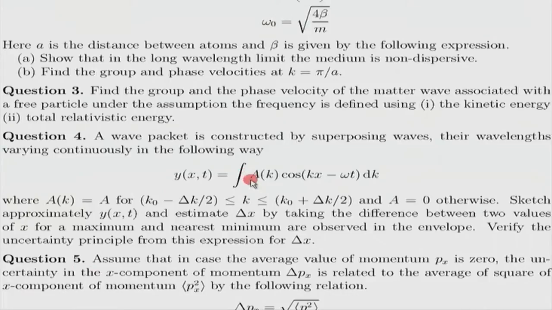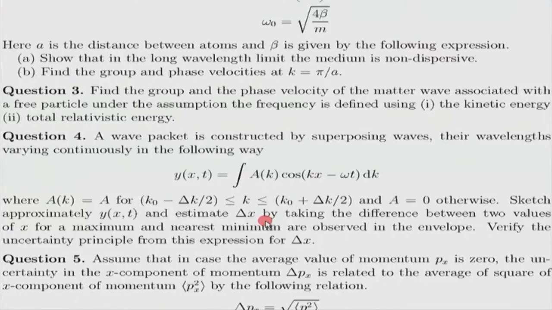And now there are some conditions given on A. A of k is just a constant for a range of k from k naught minus delta k by 2 to k naught plus delta k by 2, and A is equal to 0 otherwise. Now we have to sketch the approximate wave and estimate the uncertainty in position that we obtain from the wave given.